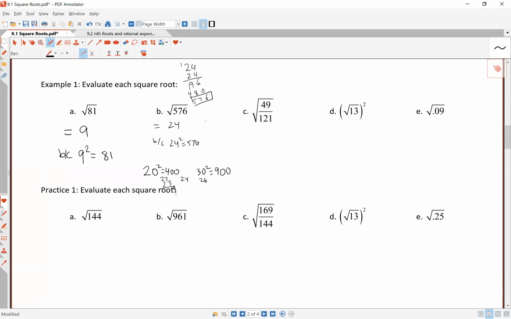When you take the square root of a fraction, you can just take the square root of the numerator and the square root of the denominator, and that gives us 7 over 11. Letter D, the square undoes the square root, and you're left with what's inside.